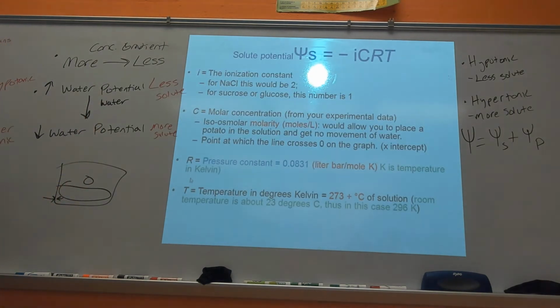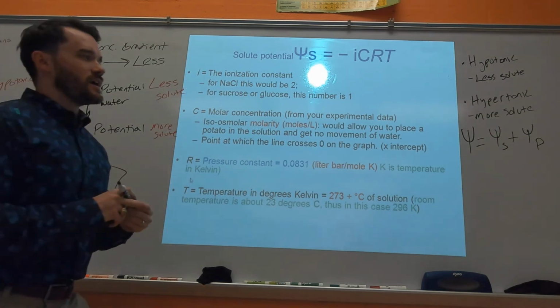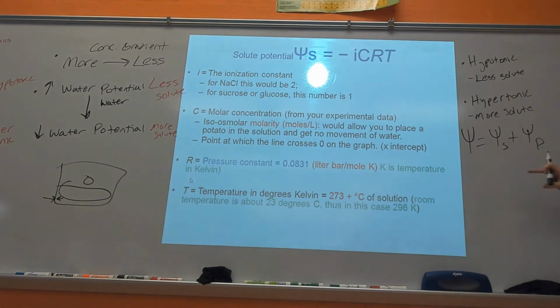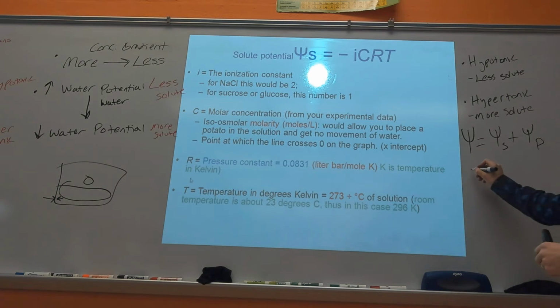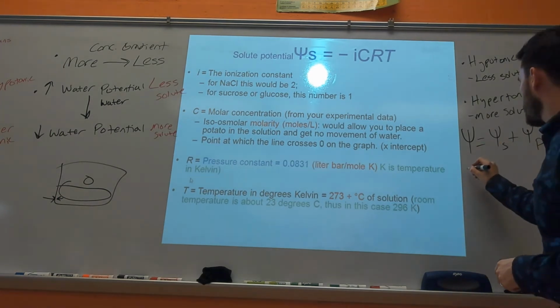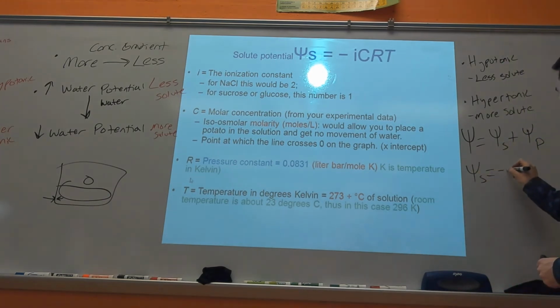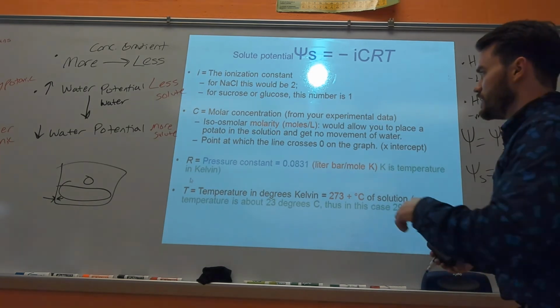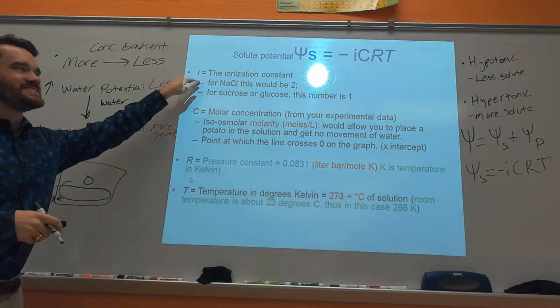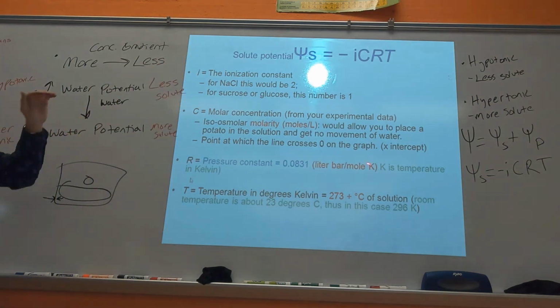Okay, so something else we got to talk about with the water potential calculations is how you can calculate the solute potential given your concentration. So these formulas you don't memorize, are given to you on the AP exam. I'm going to write this one below. So psi, solute potential, is negative iCRT, where i is the ionization constant.